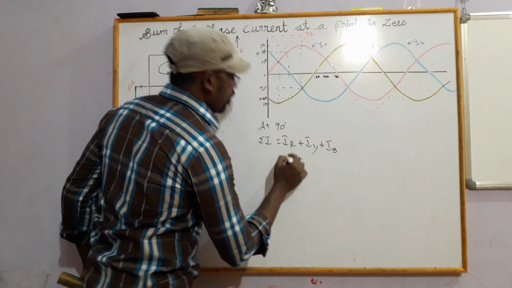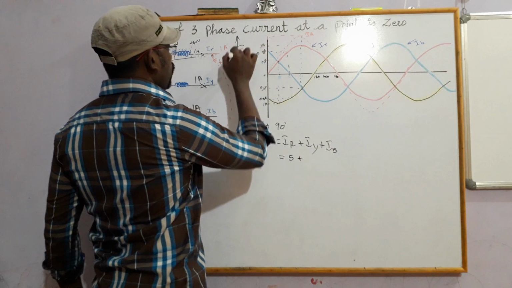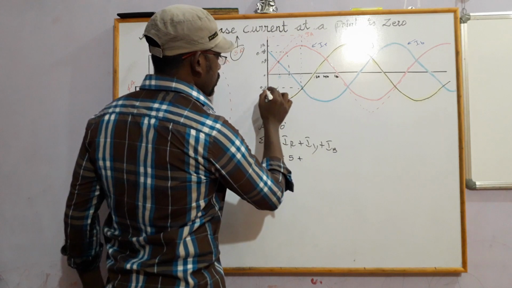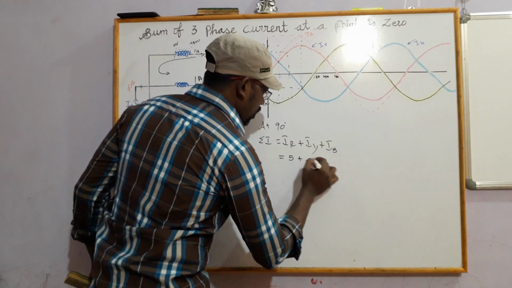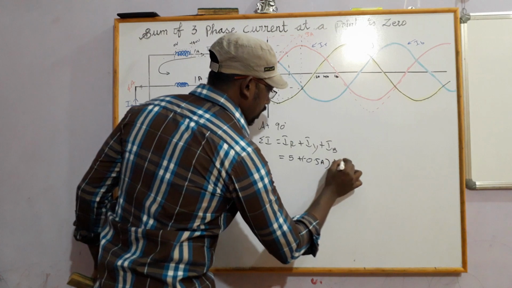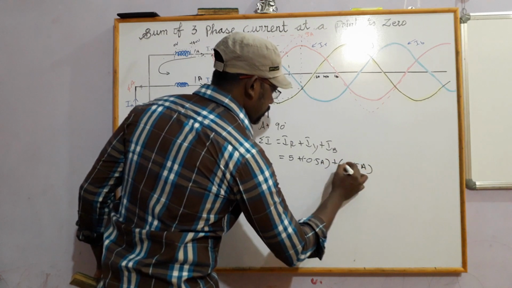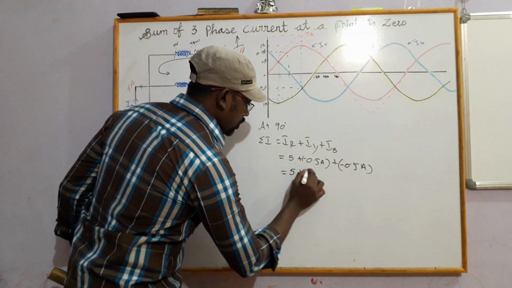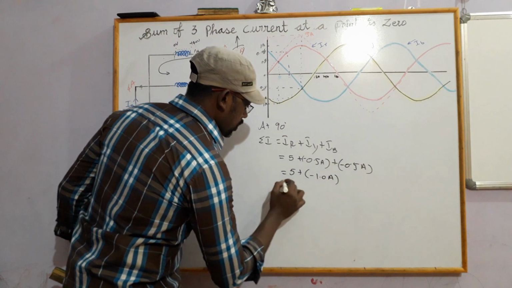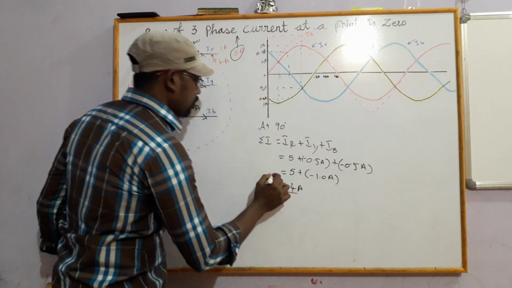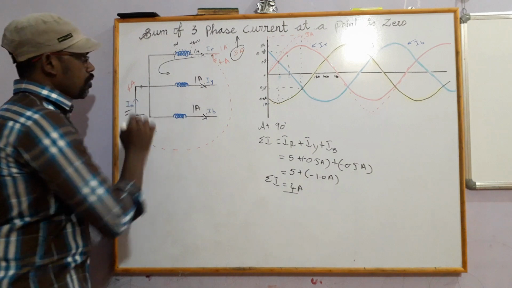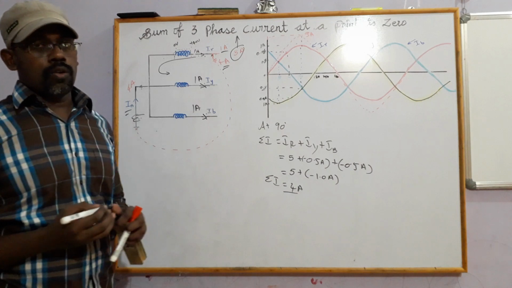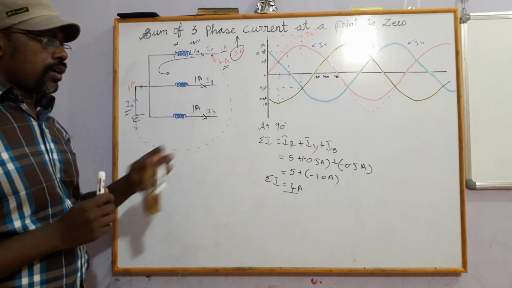IR is 5 amps. That is, this is the fault current of 5 amps, and all the remaining are healthy currents. That is, IY is minus 0.5 amps plus IB is minus 0.5 amps. So when you add 5 plus minus 1 amps, we get 4 amps. This 4 amps will be reflected on the neutral. That is our fault current of 4 amps, and the remaining 1 amp is distributed to the load. These are the 3 cases we saw now.